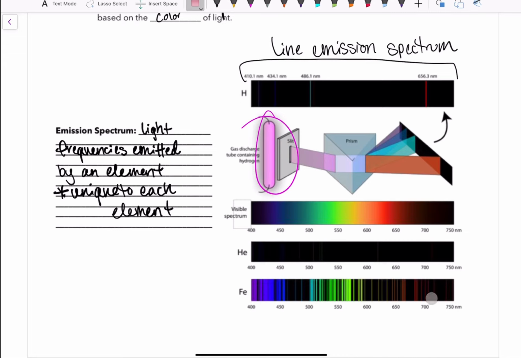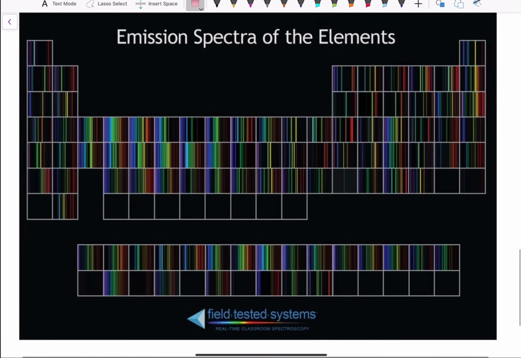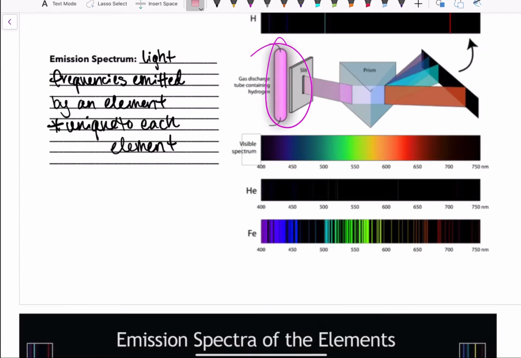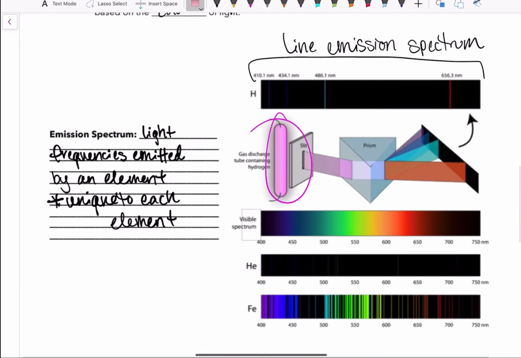So iron's very bright. Here's a picture of the periodic table if they were all seen through emission spectrum. So we can see we've got lots of bright colors in there, and you'll notice that some of it's not filled out. That's because those are man-made elements, and the isotopes just don't last very long to even get an accurate emission spectra from.